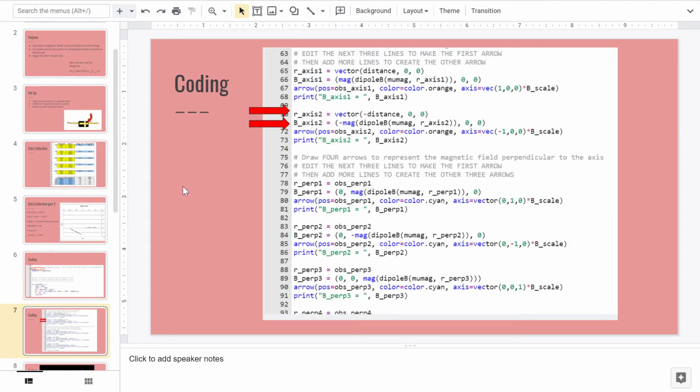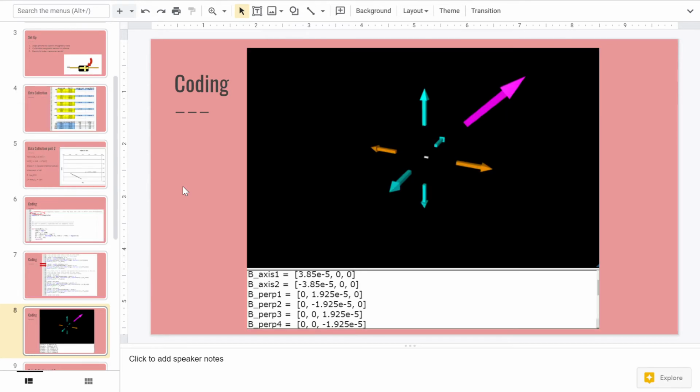Further on in the coding, I created multiple arrows to represent different observation location vectors for the magnetic field. As you can see, the R's represent the locations, and then the B represents the magnetic field at said location. The resulting product looks like this. The magnet is represented by the small white cylinder in the center, and then the arrows represent the magnetic field vectors. And as you can see, all of the values for the magnetic field are shown below.